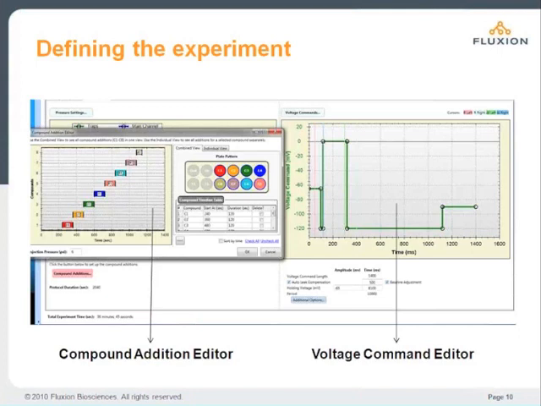And once every 10 seconds, a voltage pulse will be run. This is defined in the voltage command editor. Shown is a test where the cells are being held at -65. Then there's a brief step to -120, then a step to 0 millivolts to evoke the sodium current, with a recovery at -120 before returning to our holding potential.